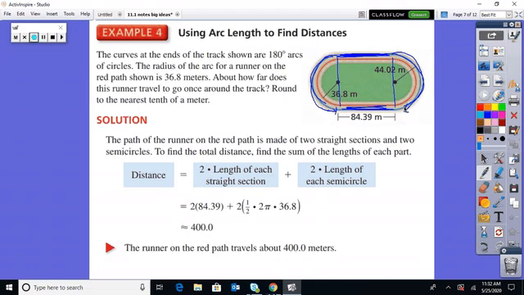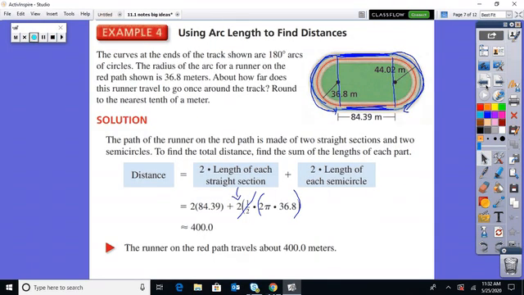They're showing you here, they're breaking it down as 2 times half of each circle. So 2 pi r, there's your circumference, and they did 2 halves. So you could cross those out right away and just go to 1 circumference. All right, so the runner on the red path travels about 400. And obviously the outer path is going to be different, right? We know that's why with sprinters, they stagger the lanes for the outer runners and things of that nature. It's all geometry, people.